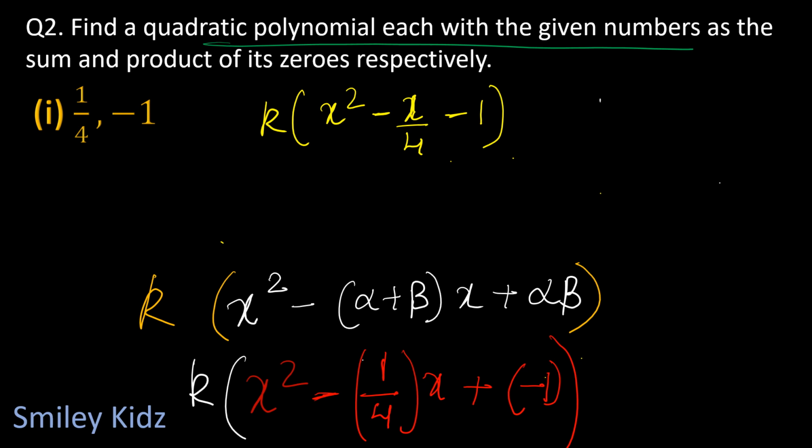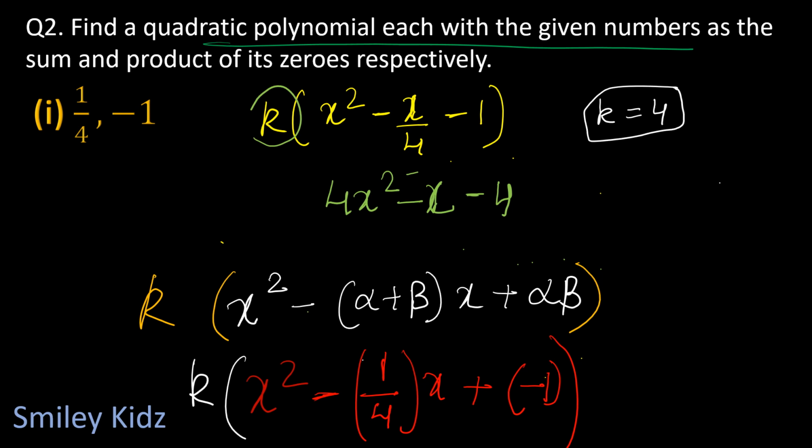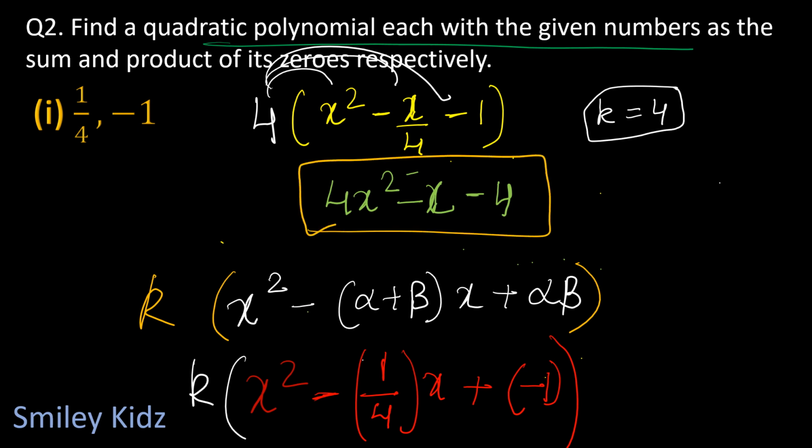Now this 4 over here can be removed by multiplying. So here we can take the value of k as 4 and then we can multiply the entire equation by 4 and then we can delete this particular 4 as the denominator of x, right? So let's suppose k equals 4. So it's going to be 4x square minus x minus 4. We have multiplied this entire equation with 4. So 4 times x square is 4x square, minus 4 times x by 4 is going to be minus x, minus 4 times 1 is going to give you -4. So the required quadratic polynomial is 4x square minus x minus 4.